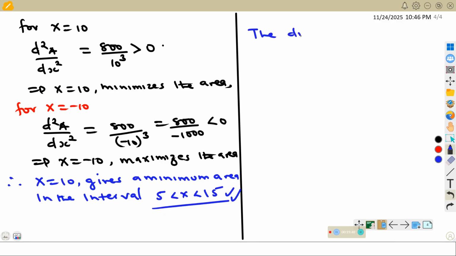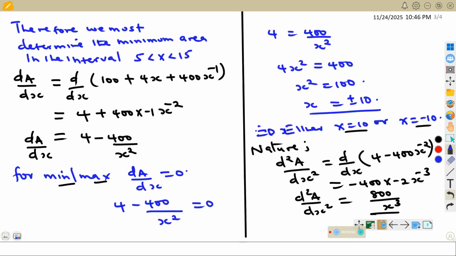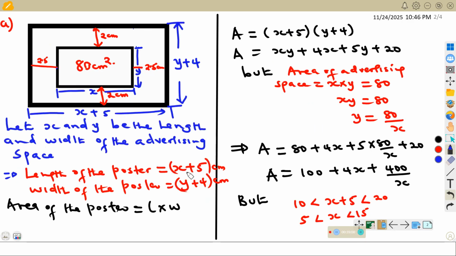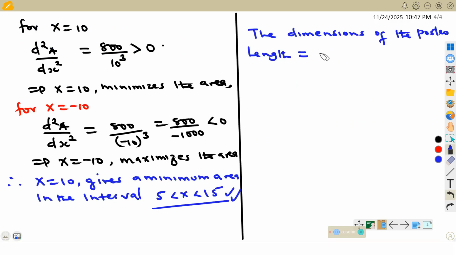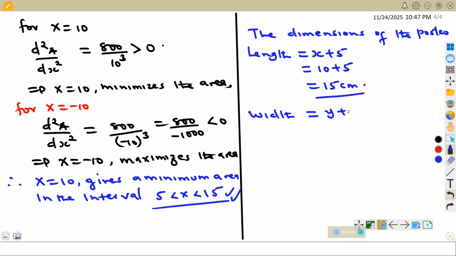So the dimensions, let us look at the dimensions of the poster. We are to look at the length. So the length of the poster was x plus 5 and width was y plus 4. So the length was x plus 5, which means it will give us 10 plus 5, which will be 15 centimeters. So what would be the width? The width was y plus 4.